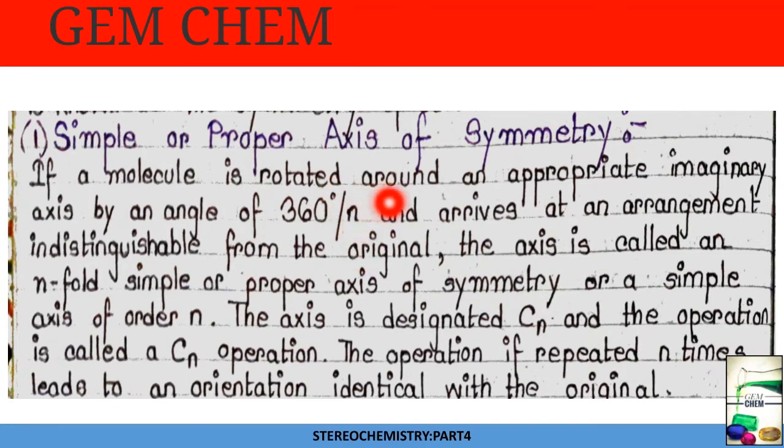From the degree by which it is rotated, we can get the n value, and from that n value we name the axis as Cn. Suppose we are rotating a molecule by 180 degree, so it will be 360 degree by 180 degree, and we get a value of 2. So the axis will be known as a C2 axis, and the operation will be known as the C2 operation, or Cn operation in case of n value. The operation is repeated n times, leading to an orientation identical with the original. This will be more clear with the examples.